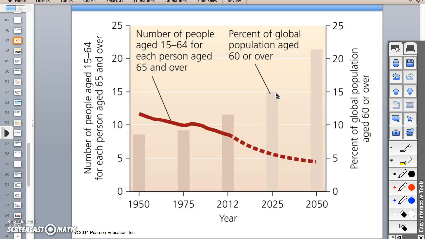So if we look here at this bar graph, in the background in the bars, you can see that the people over age 65, it has increased, right? But the number of people for each person age 65 and over has decreased. And so you have less people contributing to the tax base to take care of the older people.